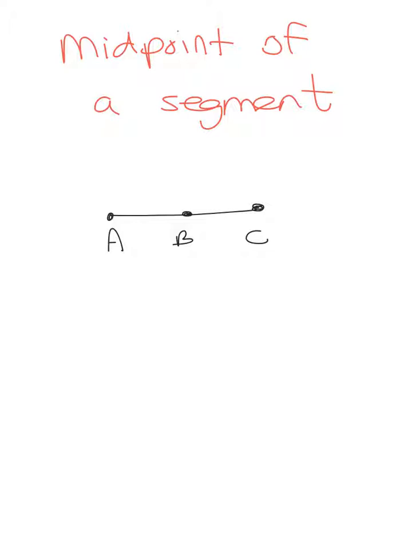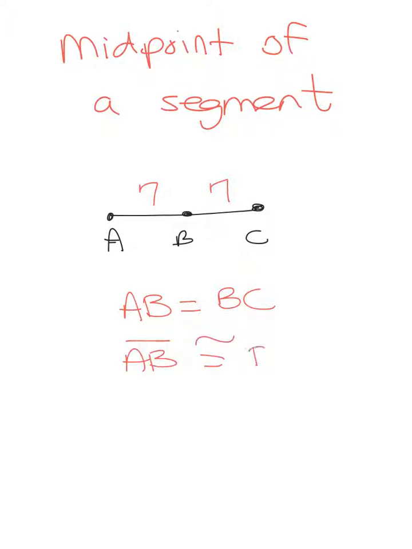In looking at the midpoint of a segment, that's a point that divides the segment into two congruent segments. So for instance, if I have the segment AC and B is in the center there, if AB is 7 and BC is 7 as well, there's two things I can say. I can say segment AB is equal to segment BC, the lengths are equal, or I can say segment AB is congruent to segment BC.